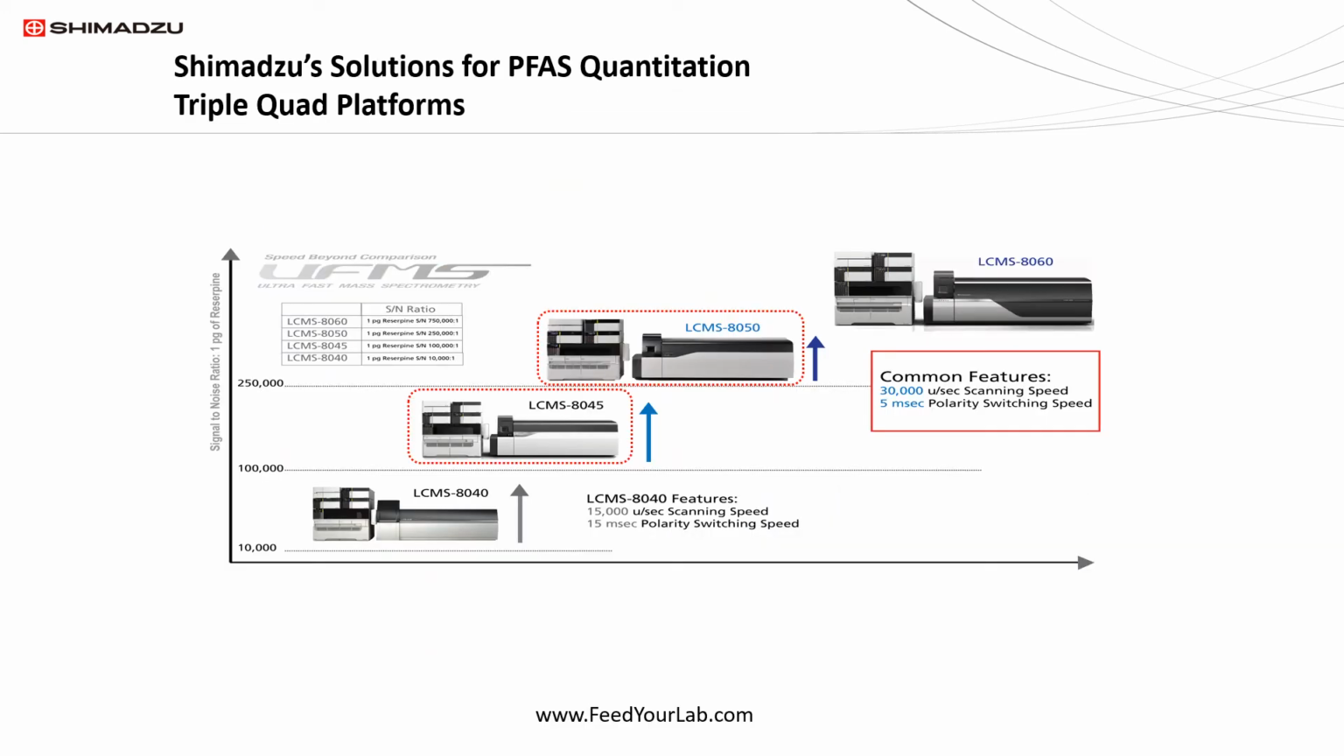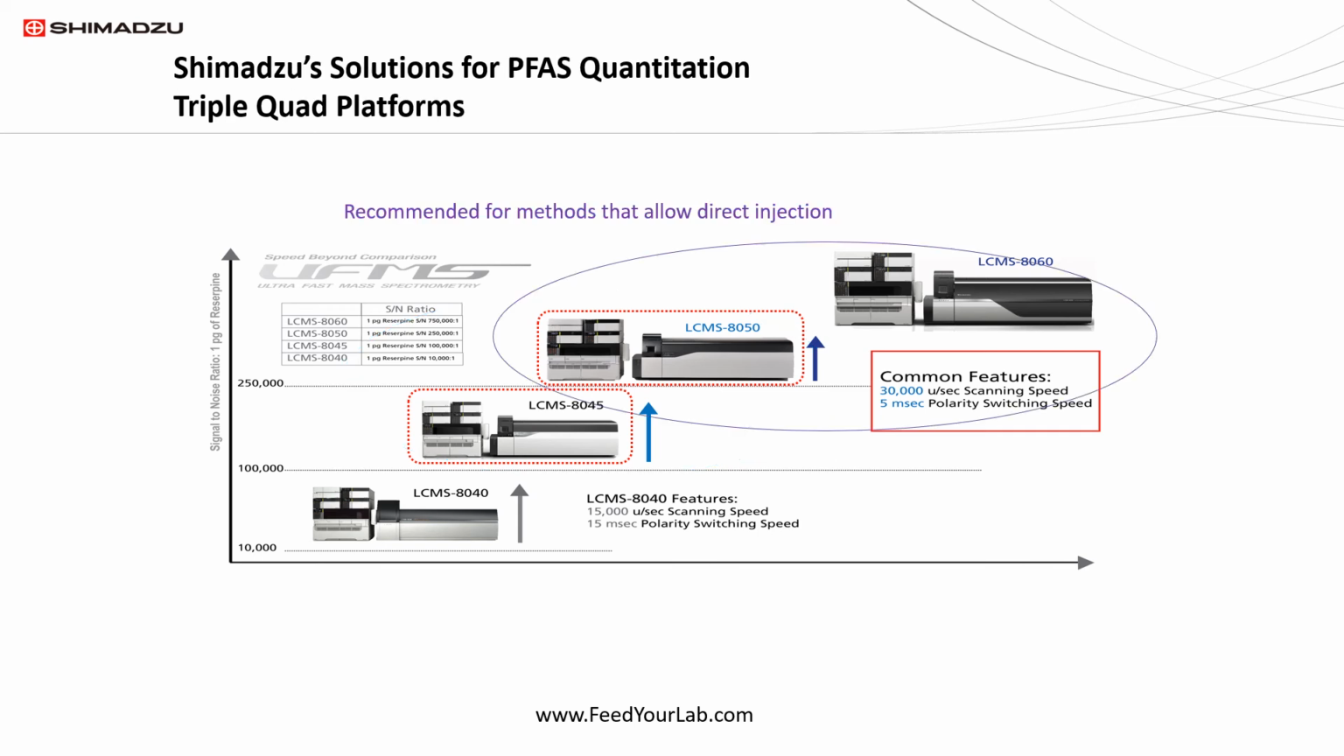For the analysis of PFAS, Shimadzu offers a number of solutions, mostly based on our LCMS triple quad platforms. If you are using a method that requires a solid phase extraction, then our recommended solution is the LCMS 8045 or the LCMS 8050 to use. If the method allows for direct injection, then the LCMS 8050 and LCMS 8060 are the recommended triple quad platforms.